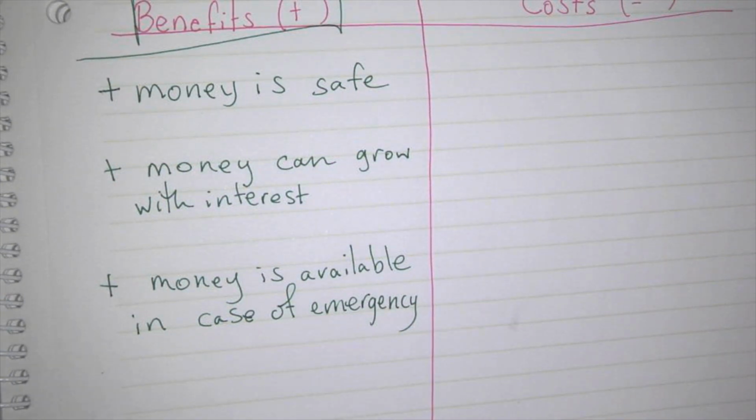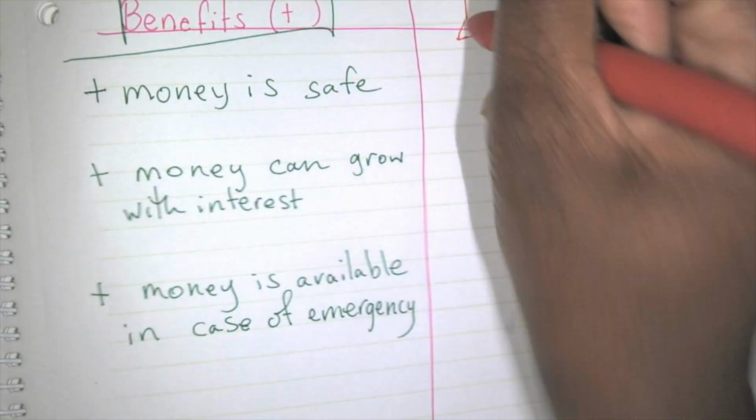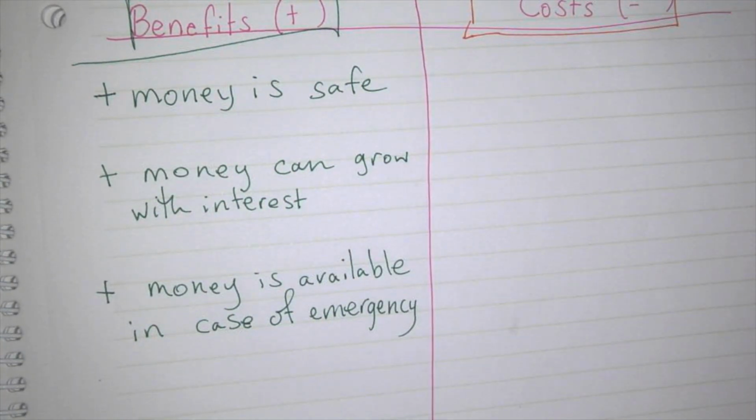Okay, so now let's think about the cost. So what are some problems? What are some disadvantages of having your money in a savings account? Okay, so similar to a checking account, sometimes there's fees associated with withdrawing your money. So if you want to take your money out, sometimes you have to pay money, okay?